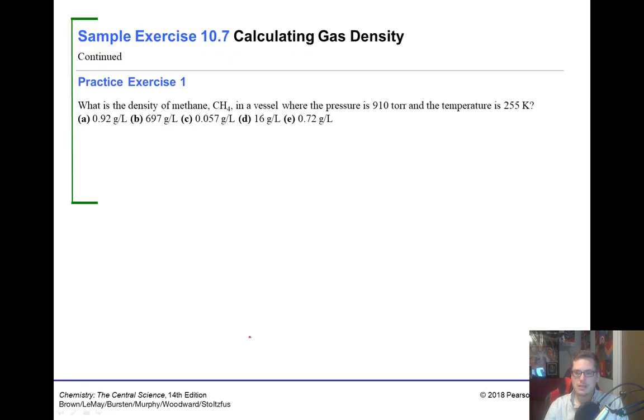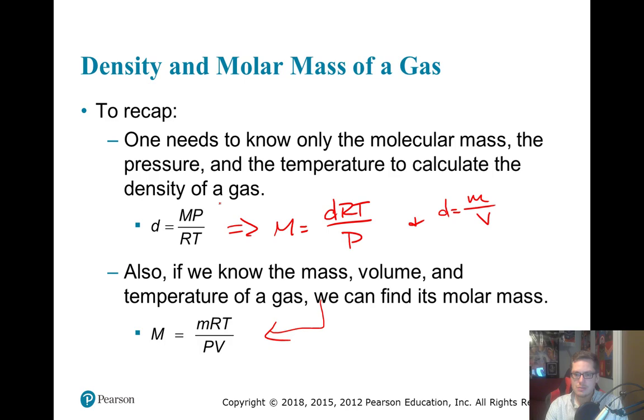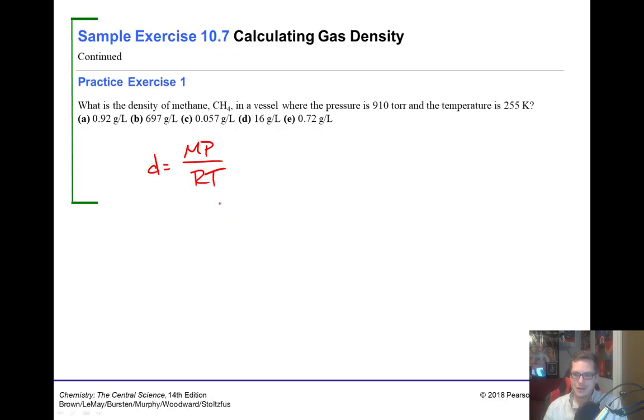All right, what is the density of methane in a vessel where the pressure is 910 torr and the temperature is 255? So remember, density is equal to MP over RT, right? Density equals MP over RT, just making sure I remembered it right. All right, so we need the molar mass of methane. Well, methane, we got 1 carbon, we got 4 hydrogens, all right? So 12.01 plus 4.04, so we got 16.05.